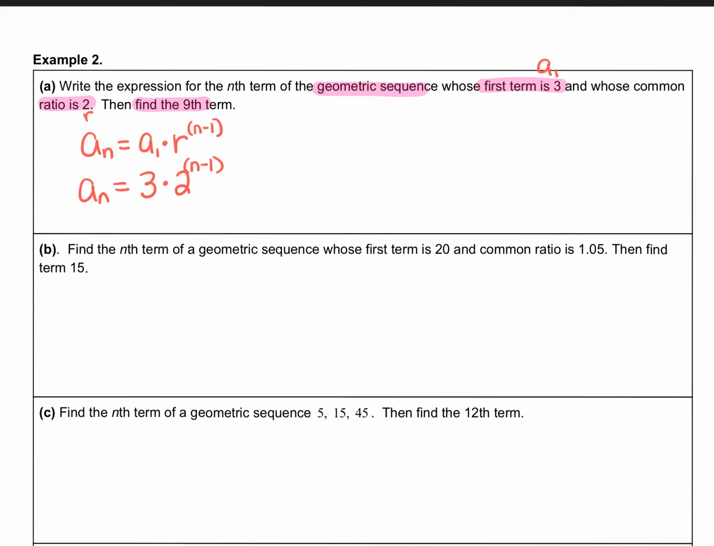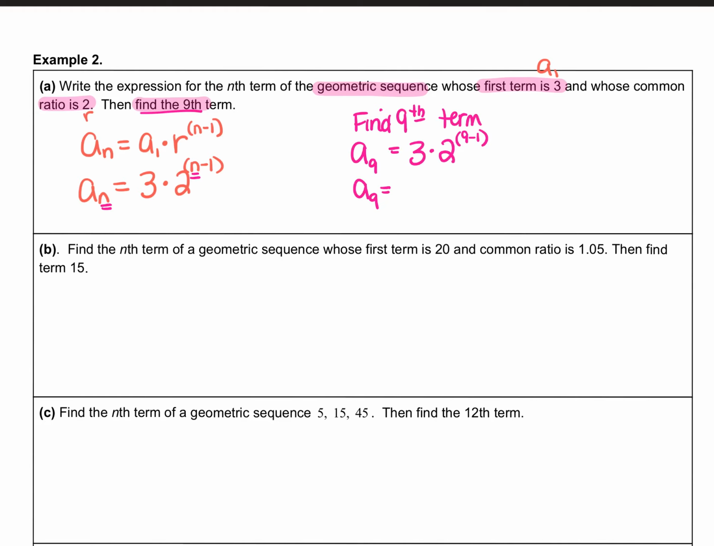Now that expression allows us to find any term in the sequence. That's why we label it as a sub n. So the second part of this problem asks us to find the 9th term. The 9th term we know could be written as a sub 9. What that tells us is that anywhere we see n in our formula, we're going to replace it with 9. So we'll have 3 times 2 to the 9 minus 1 power.